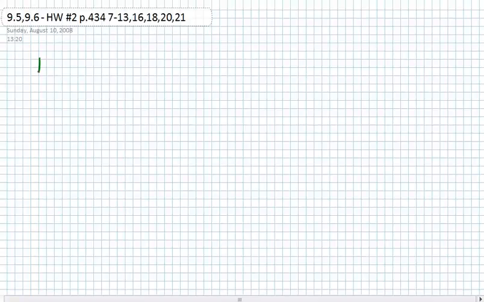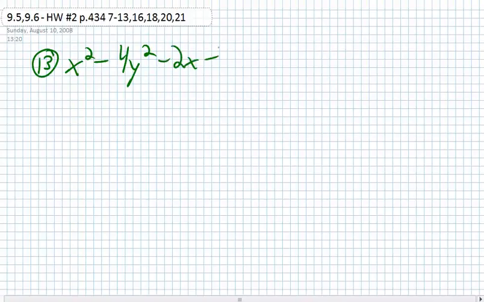This is number 13 on page 435. 13 starts off x squared minus 4y squared minus 2x minus 24y minus 39 is equal to 0. Well, let's graph these using our steps.